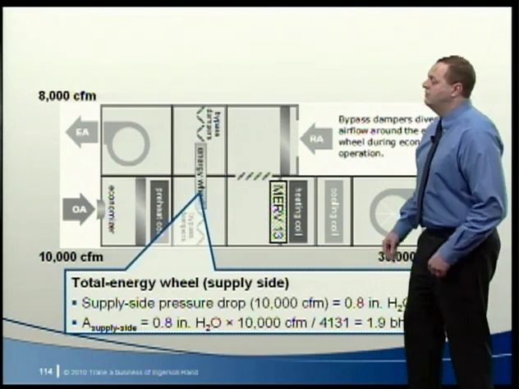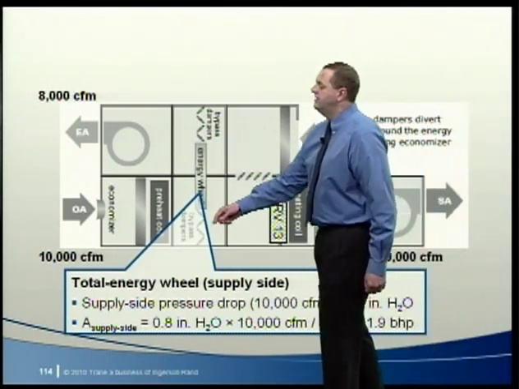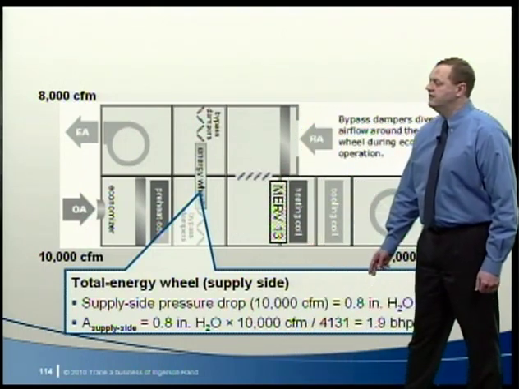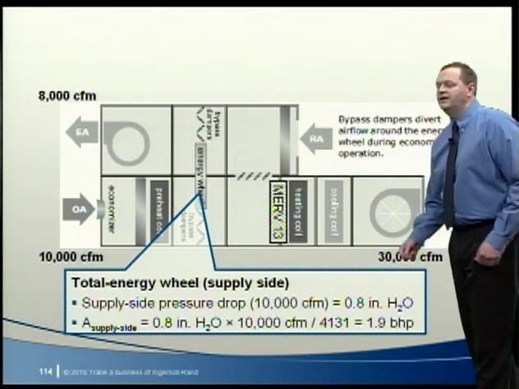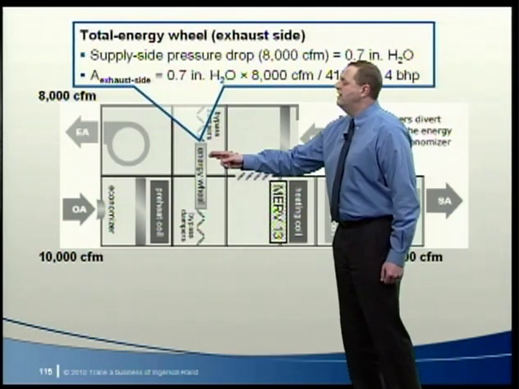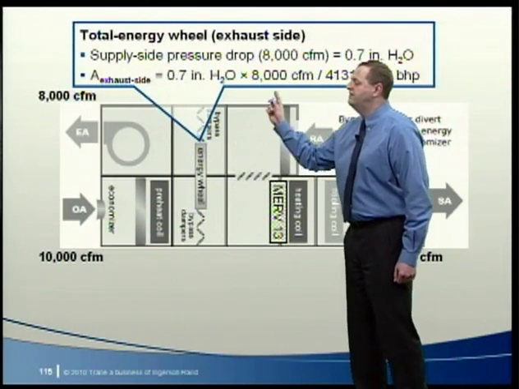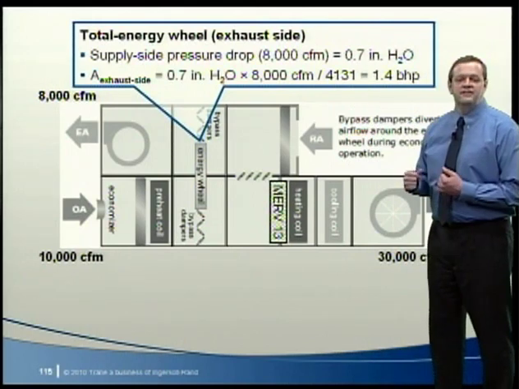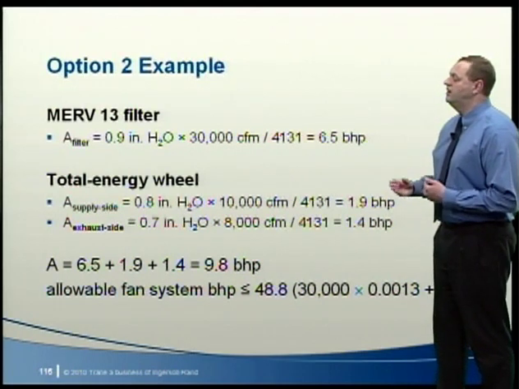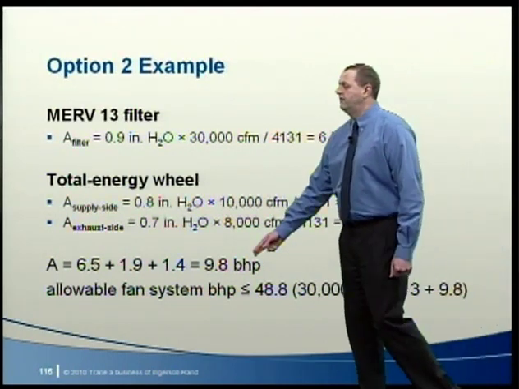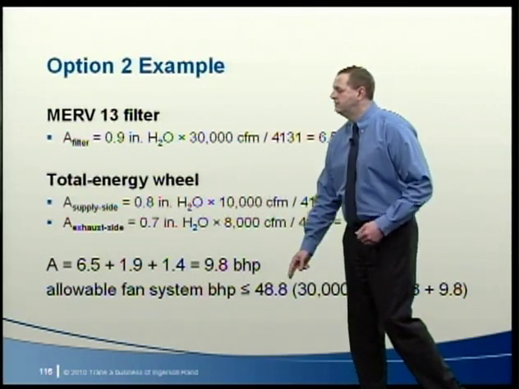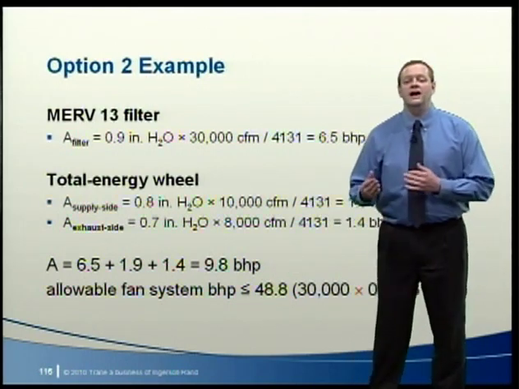At design conditions, the outdoor airflow through the supply side of the wheel is 10,000 CFM, with a pressure drop of 0.8 inches. Therefore, the horsepower adjustment is about 1.9 horsepower. Airflow through the exhaust side of the device is 8,000 CFM, with a pressure drop of 0.7 inches. So the adjustment for this side is 1.4. Summing these up, the total adjustment is 9.8 brake horsepower. This takes the total allowable fan system brake horsepower for this example to 48.8, rather than 39 if no adjustments were used.